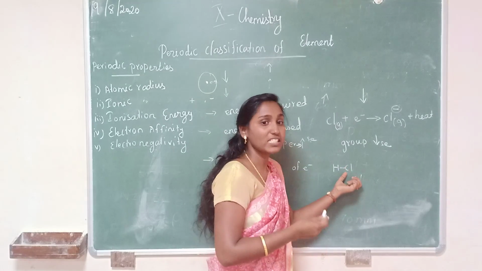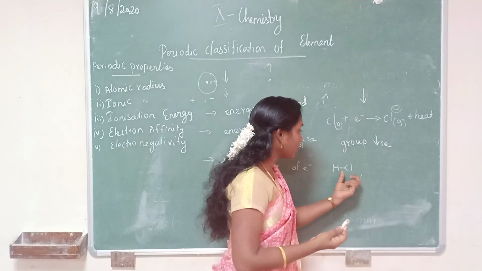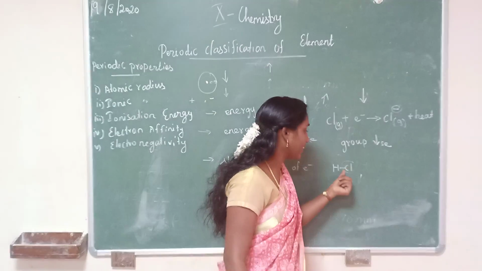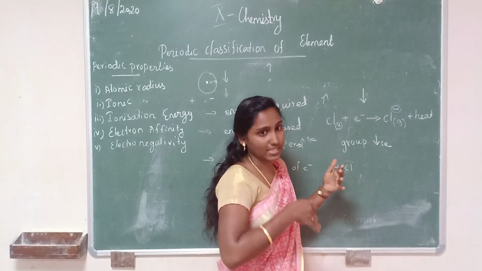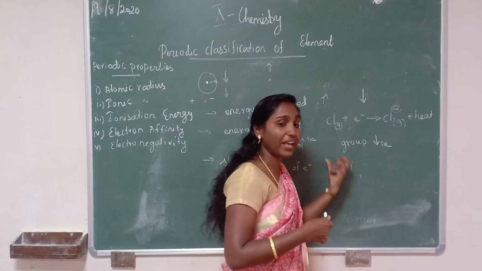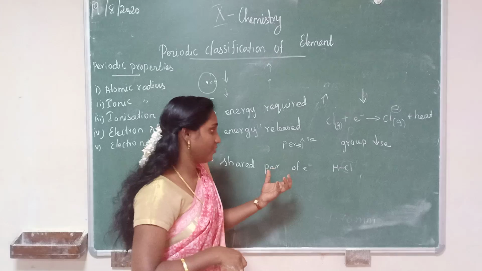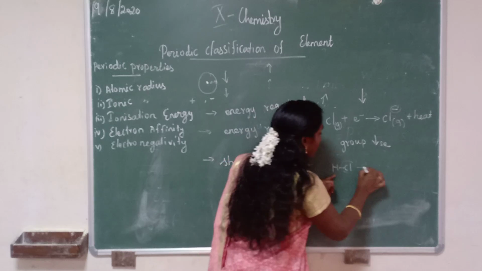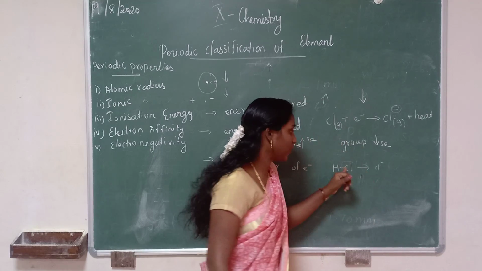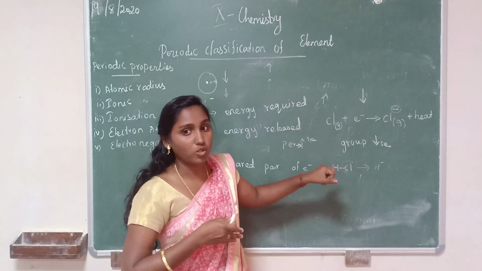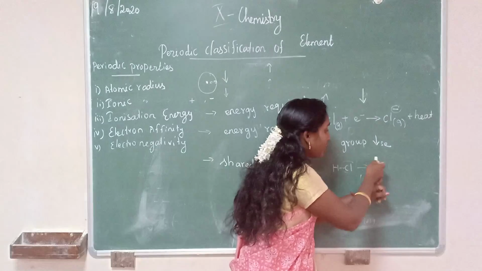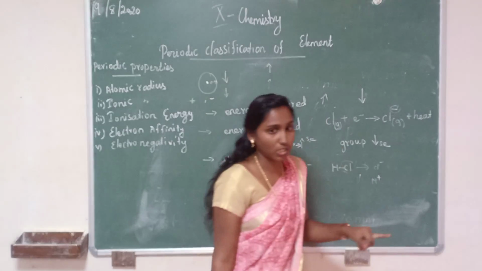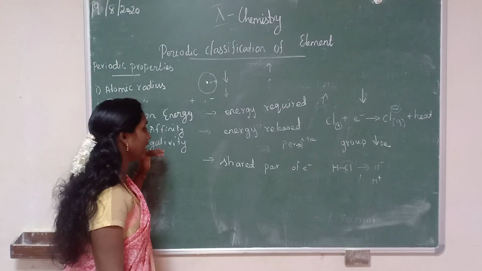This chlorine has more electronegativity, so this chlorine will attract the shared pair of electrons towards itself. Because this chlorine attracts the electron towards itself, it will get a negative charge and this hydrogen will get a positive charge. That is called electronegativity.